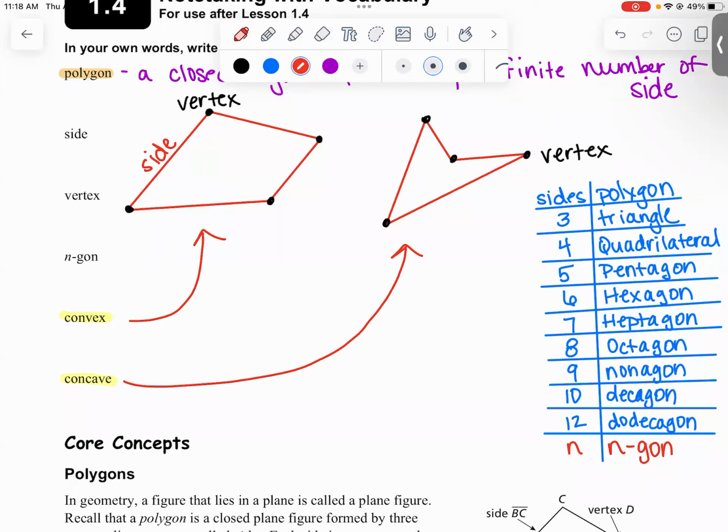So for a convex, you can connect two vertices and not go outside of the shape. If I connect any two vertices up here, I'm going to stay inside of my shape. Do you see what I'm saying? Vertices is the plural for vertex. Now, if I come to this one, I can connect these fine, but when I connect these two vertex points, my line is outside of the shape, and that's how we know that it is not convex, but concave.